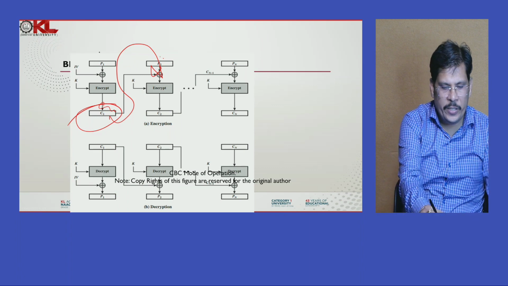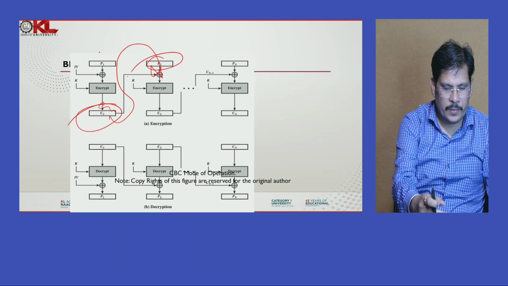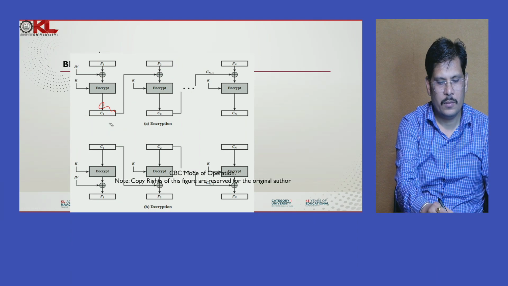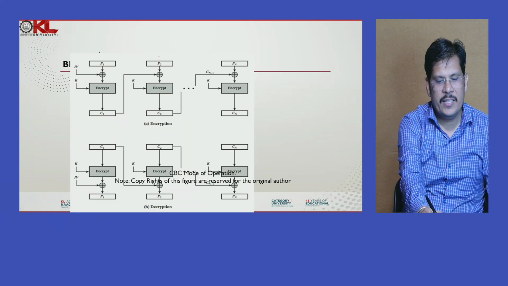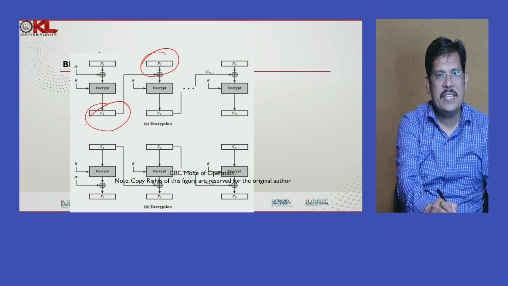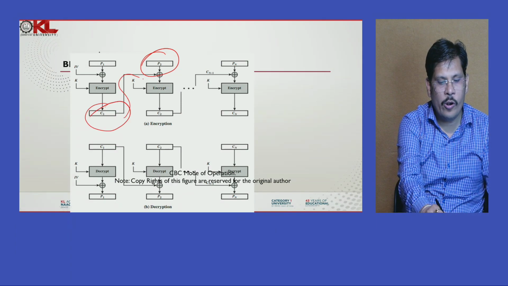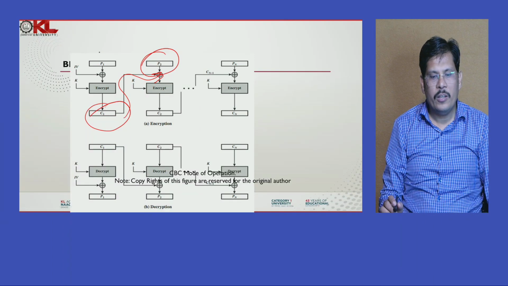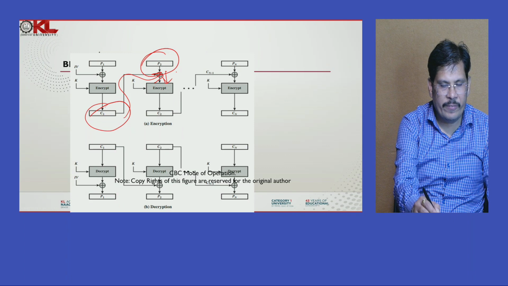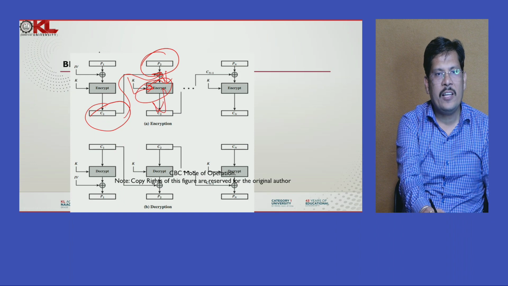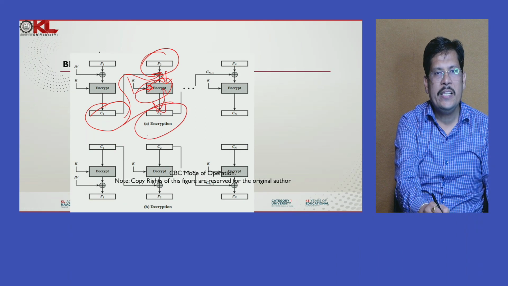Now plain text P2. The output C1 will be XORed with P2. The output we get will be encrypted with the same key K, and we will get C2.